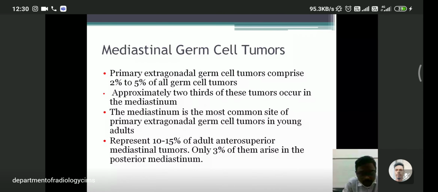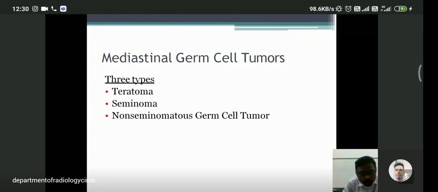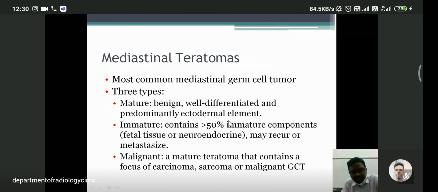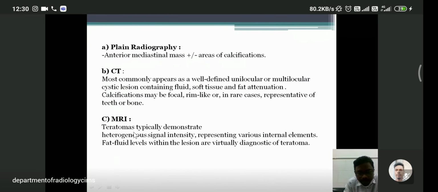Next common tumor is the mediastinal germ cell tumor. So usually three types are found, that are teratoma, seminoma, non-seminomatous germ cell tumor. So mediastinal teratomas are the most common, and out of three types, mature, immature, and the malignant. On the plain radiography, it appears as an anterior mediastinal mass, either with or without calcifications. So CT will better characterize its internal structure like fluid, soft tissue, fat attenuation, and calcification may be seen.